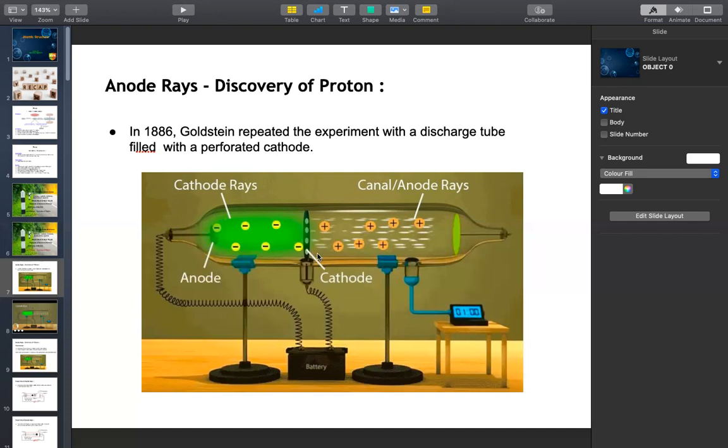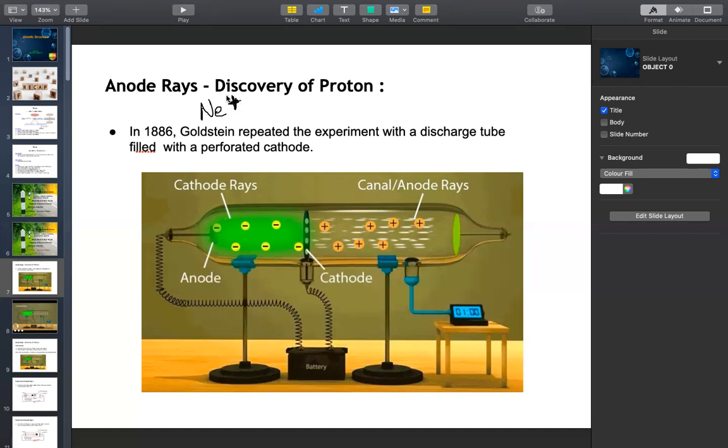What is the charge of the anode ray, sir? Can you explain how this happens? I understood how in the cathode ray the electrons start traveling from the cathode to the anode.